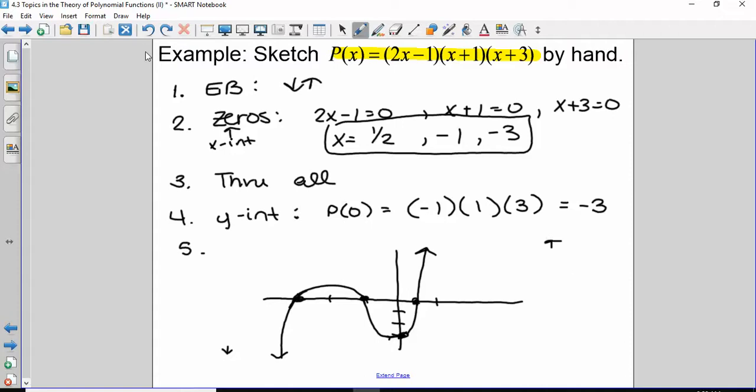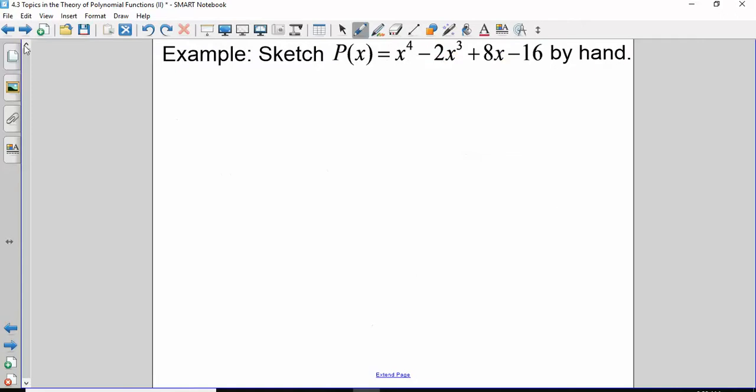But I do expect when I'm grading this, I'm going to look, did you only touch the x-axis at your x-intercepts? Did you cross your y-axis at your y-intercept? Those are the only places. Okay. Any questions on that one? Let's do another one.